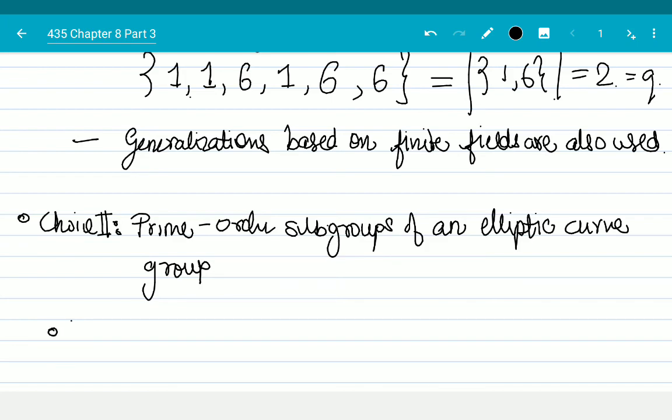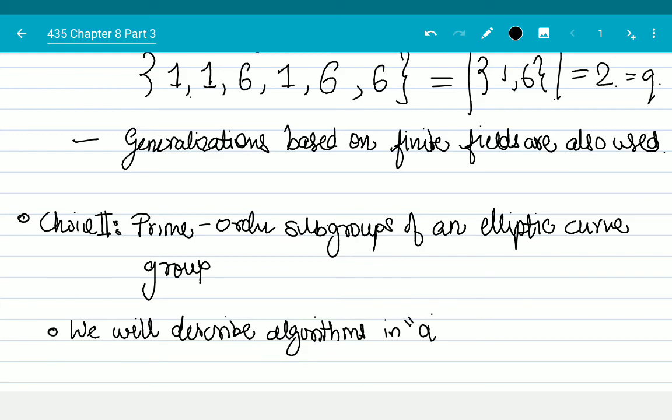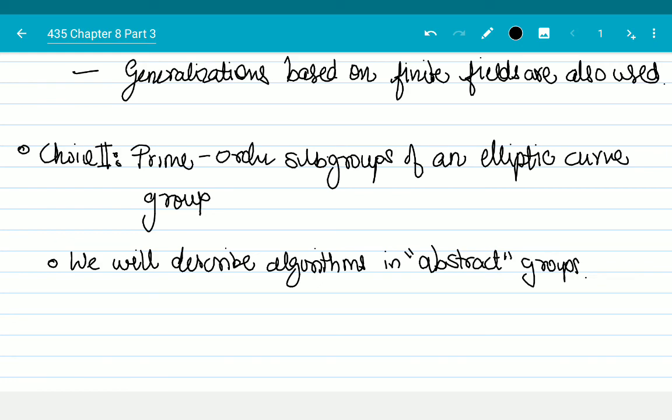We will describe algorithms in abstract groups. What is an abstract group? You're describing the group using the properties, the same way that we did for G. I described the properties. I don't know the full properties of the group. I have to find them. That is what is meant by abstract group.